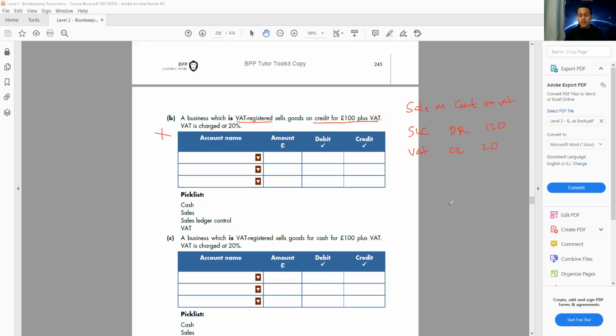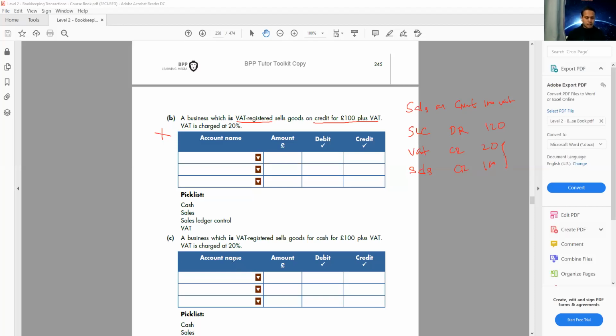So £20 is the credit, the liability, and the net is the sales. How much is your actual sale? That is credit, £100. So out of 120, £20 is for HMRC, 100 is for you. 100 for your actual sale and 20 for the VAT, but you're charging 120 to the customer, not 100. Very well done.